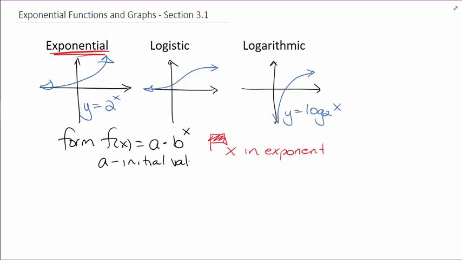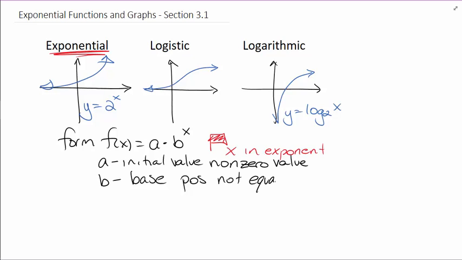And one thing about this initial value is this must be a non-zero value. So a can equal anything other than 0. It could be a positive number, it could be a negative number. B is going to be our base, and that base must be positive, not equal to 1. So we could have a fractional base there, we could have a decimal base there. A lot of times we work with integer bases greater than 1, but we could also have a base between 0 and 1, as long as it's positive, not equal to 0.